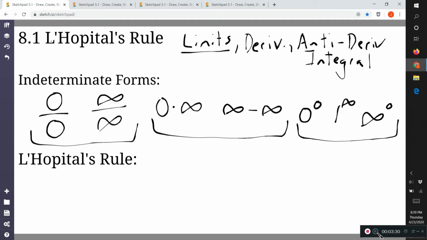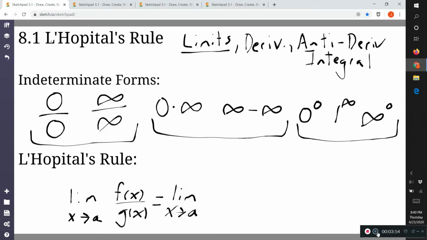So there are some conditions. So the formula we're going to end up using is that the limit as x goes to a of f of x over g of x is going to equal the limit as x goes to a of f prime of x over g prime of x. Now this formula is not true in all cases. There are some conditions that need to be met.